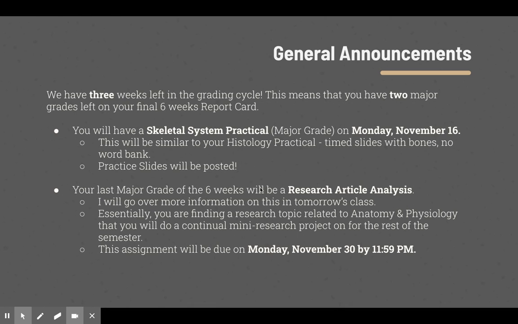Your last major grade of the 6 weeks will be a research article analysis. I'm going to be explaining this more in tomorrow's class, but essentially you are finding a research topic that is related to something that you're interested in, anatomy and physiology, and you're going to be doing a continual mini research project for the rest of the semester. So I'll explain more about that tomorrow, but just so that you can mark down some important dates, this assignment will be due on Monday, November 30th. Okay, so this will be due after Thanksgiving break during that last week of the 6 weeks.